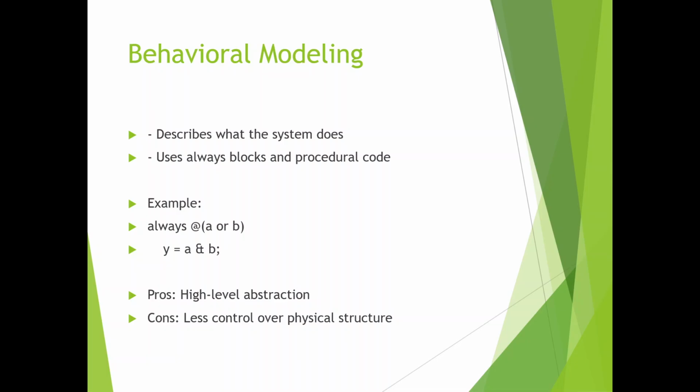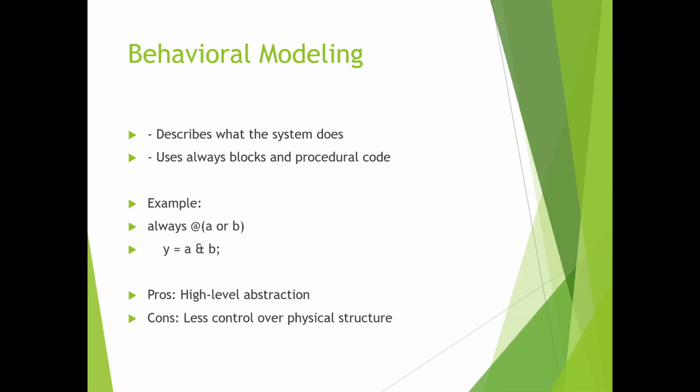Behavioral style of modeling describes what the system does. It uses always blocks and procedural code. A Verilog design is a concurrent style of modeling, which means all the lines will be executed at the same time. But if we want the code to run step by step or line by line, it is necessary to use the always or initial block. So in behavioral modeling, we are going to use the always or initial block. As the initial block is non-synthesizable, it is only used in the test bench. It will not be used in the program itself.